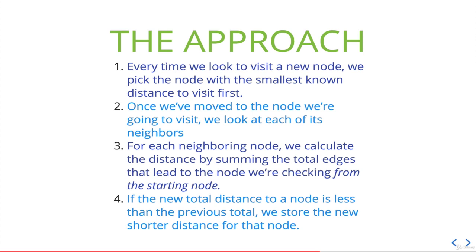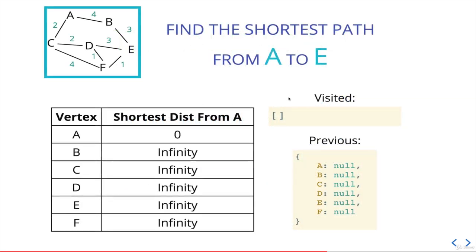The next thing we do, every time we look to visit a new node, we pick the node with the smallest known distance to visit first. Well, we have one choice right now. A, that's the smallest. 0 is clearly smaller than infinity. So we start with A. So we pick the smallest, that's what that's showing here. And I've added it to the visited list here.